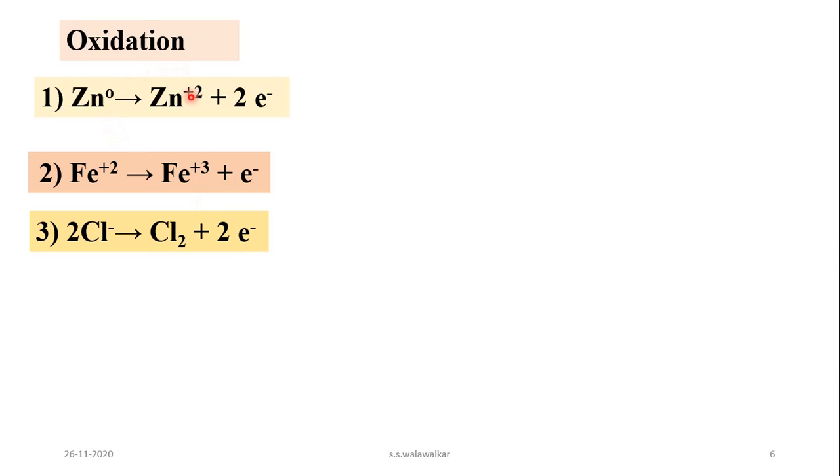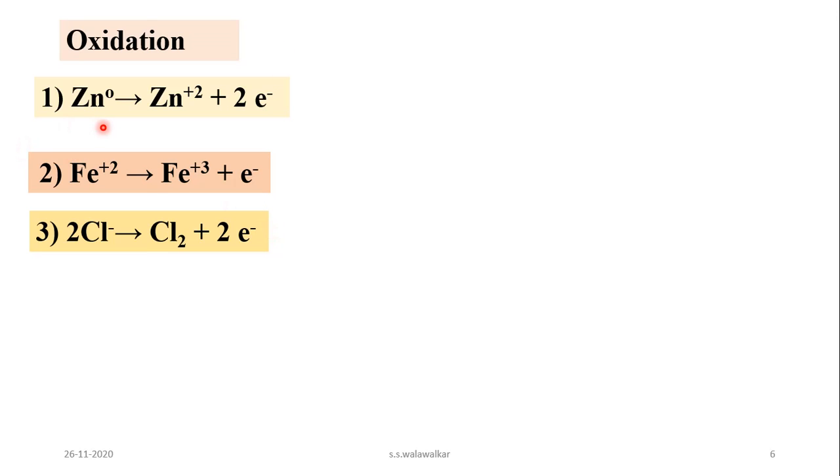So all these 3 processes are examples of oxidation, as there is a loss of electron. A metal forms a metal ion by loss of electron, a positively charged ion. A positively charged ion forms a more positively charged ion by the loss of electron, and a negatively charged ion gets converted into a neutral molecule, like this. So in all these processes there is a loss of electron.